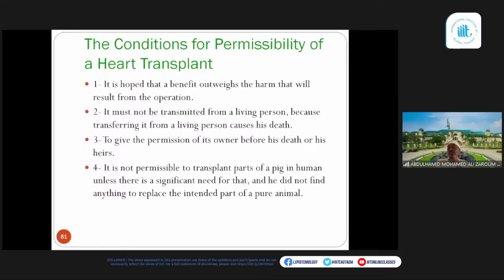What is the maslaha? We are saving this person. Okay, so you are donating your heart after you die. You say, I am allowing people to use my heart. If there is a need for it, inshallah, I am donating my heart to be given to someone who is in need of it. Now, it must not be transmitted from a living person, because this is obvious.